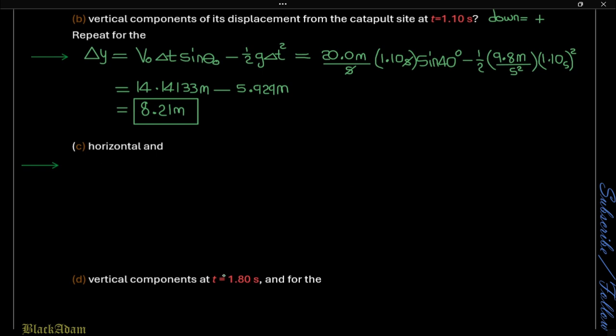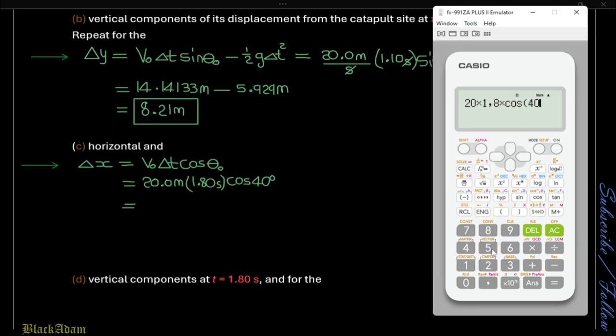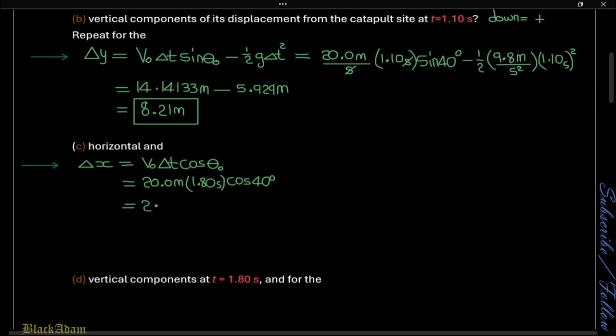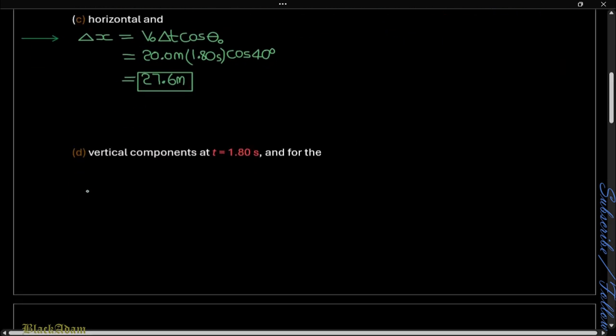For the next question, we have a different time. We use the equation that the change in x equals the initial velocity multiplied by time multiplied by cos of the angle. That's 20.0 meters per second multiplied by 1.80 seconds multiplied by cos 40 degrees, because we're using the same angle and only the time changed. Multiplying that gives us 27.6 meters.